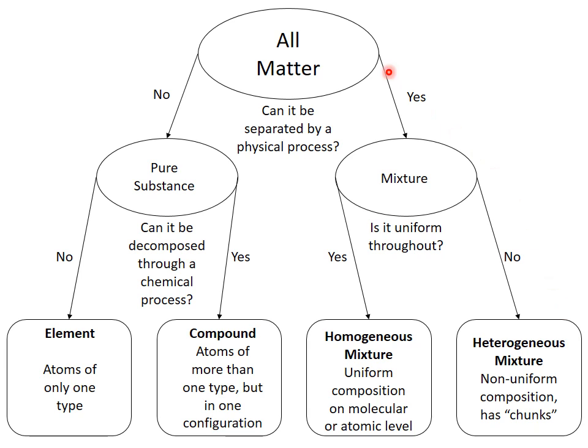So to review, we have all matter up here at the top. If you can separate it by a physical process, it's a mixture. If that mixture is not uniform, it's a heterogeneous mixture. If your mixture is uniform on the molecular or atomic level, it's a homogeneous mixture. If, on the other hand, your sample of matter cannot be separated physically, it is a pure substance. If that pure substance can be chemically decomposed, it's a compound, so one type of molecule, but more than one type of atom. If it cannot be decomposed, it is an element, which is only one type of atom.